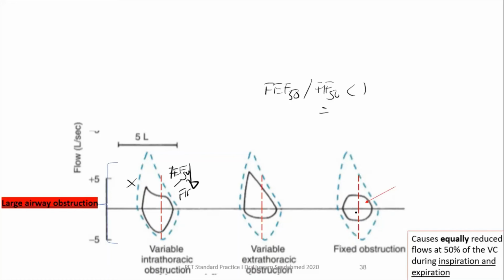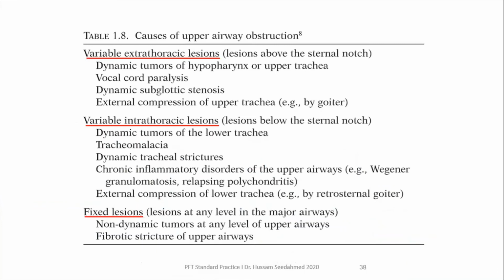1. Here in the fixed, the ratio will remain the same because both FEF and FIF will be reduced, so this ratio of 1 will remain the same. And these are the causes of upper airway obstruction: variable extrathoracic, variable intrathoracic and fixed. We call them variable because they differ with the phase of breathing.